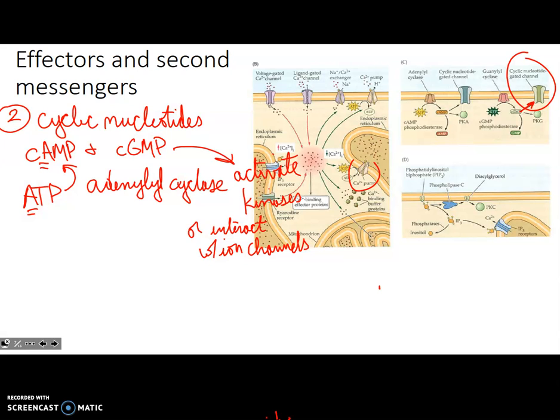Okay. One important note is that these molecules are regulated by phosphodiesterases. So phosphodiesterases degrade cyclic molecules. So we need to have a mechanism to turn them off. Okay. Enzymes that break down cyclic molecules, cyclic nucleotides.